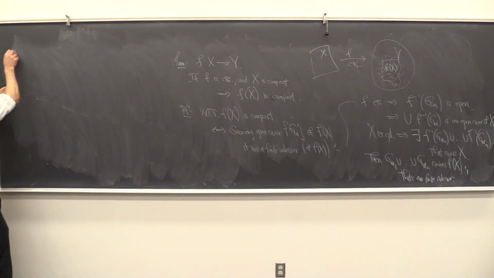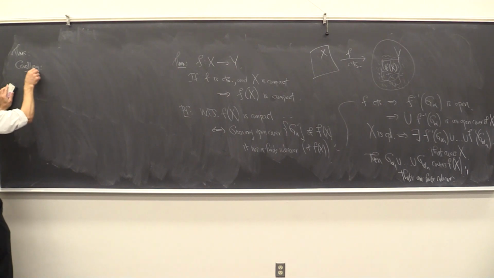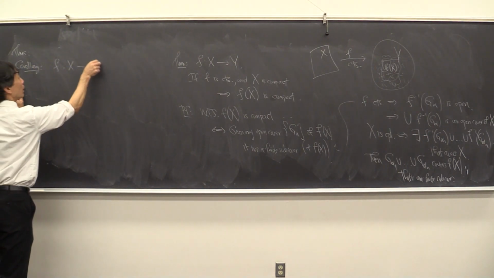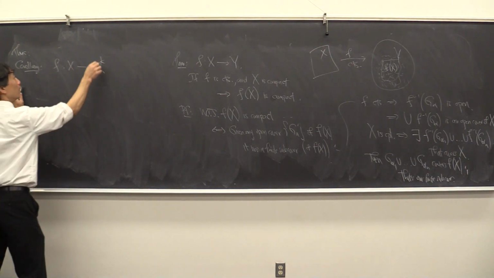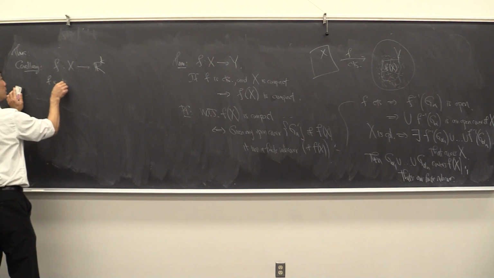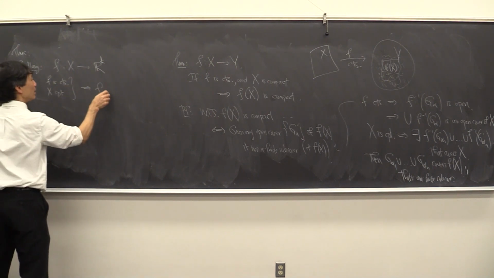Corollary: if you have a function going from some metric space into R^k, if f is continuous and X is compact, then f must be bounded.